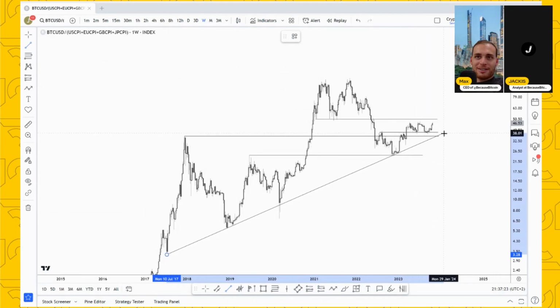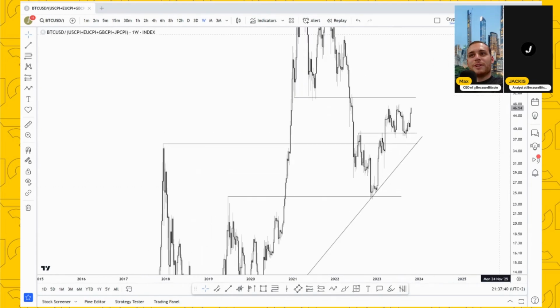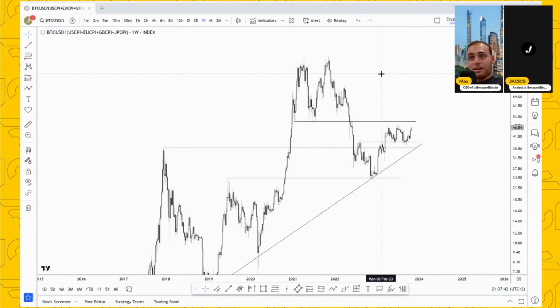Nothing too different. What's pretty cool, though, is that whether we use the CPI model or the M2 model, this trend line on the logarithmic chart remains the same on all of them. That's pretty awesome. That's an important trend line, no question.